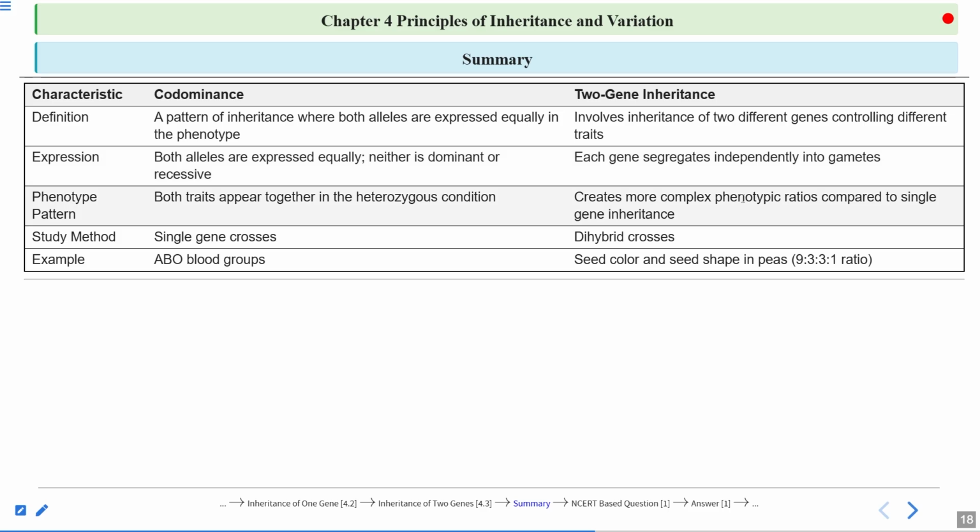Next, it creates more complex phenotypic ratios compared to single gene inheritance. In the monohybrid cross, a 3:1 phenotypic ratio was observed. In a dihybrid cross, a 9:3:3:1 ratio is observed. So these are more complex phenotypic ratios compared to monohybrid crosses. You can study two gene inheritance by dihybrid crosses. An example is seed color and seed shape in peas, where you get a 9:3:3:1 ratio.